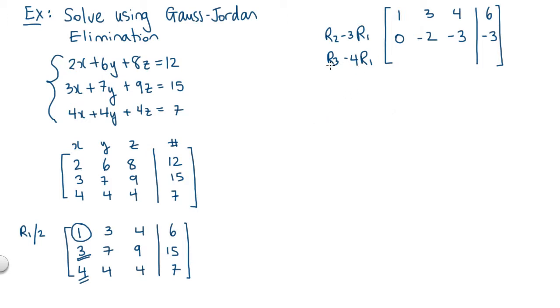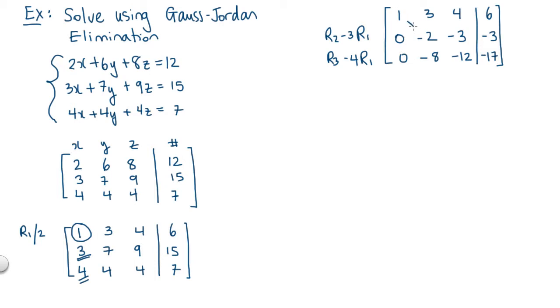Going down into the bottom row, if we do row 3 minus 4 row 1, we're going to get 0. 4 minus 12 is going to be negative 8. 4 minus 16 is going to give us negative 12. And then over on the right side, if we do 7 minus 24, we'll get negative 17. So that is our first column all completed.